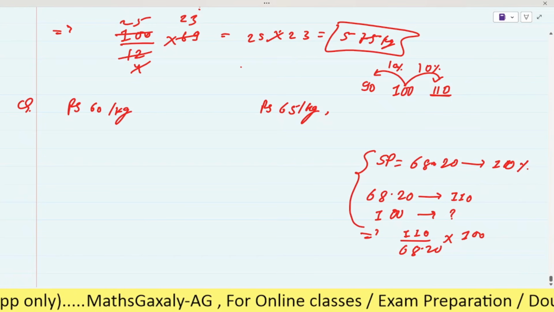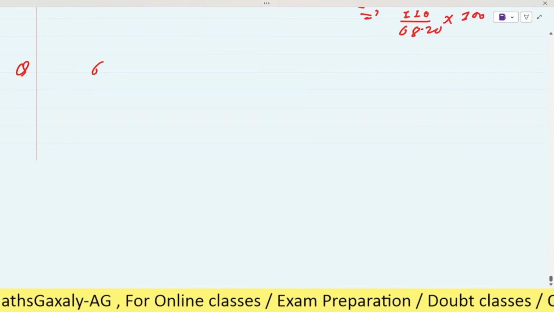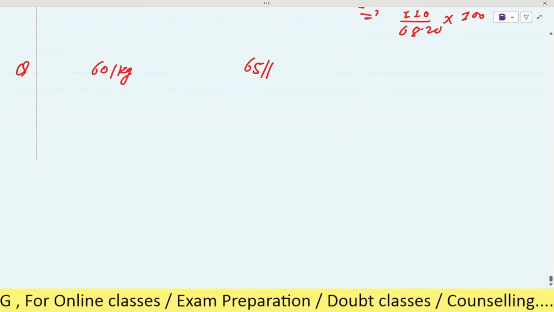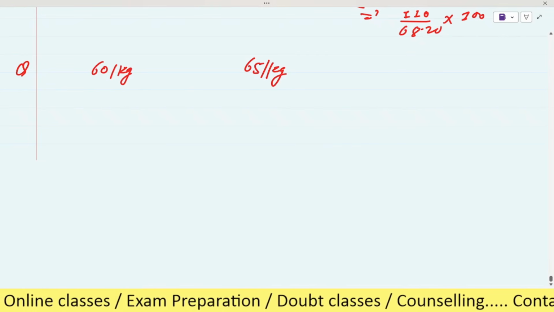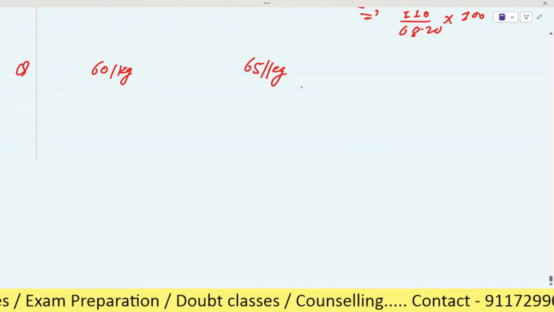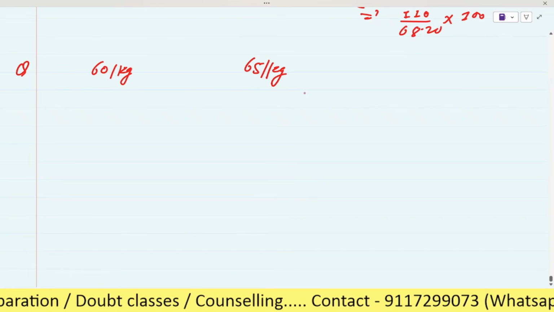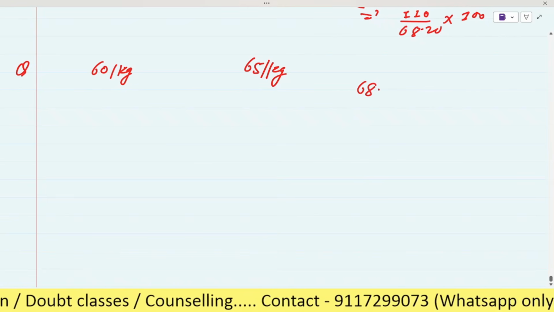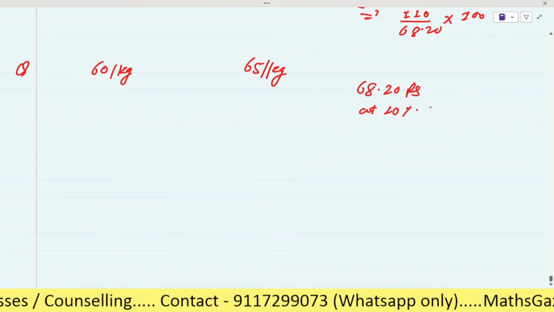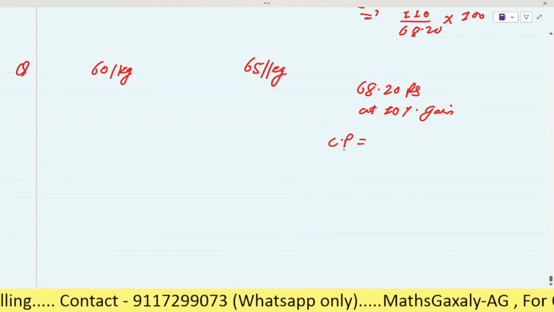See here, the first one is of 60 rupees per kg. The second one is of 65 rupees per kg. Here we have to sell so that by selling the mixture at rupees 68.20 per kg, he gains 10%. So the selling price should be 68.20 rupees at 10% gain. Is it clear? So here we have to find the CP, the cost price.